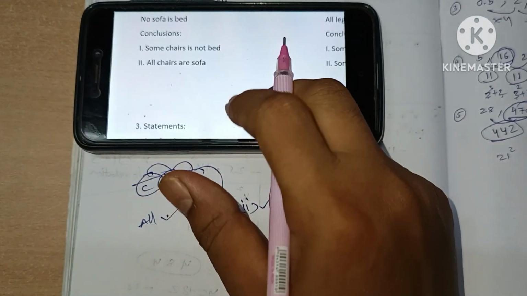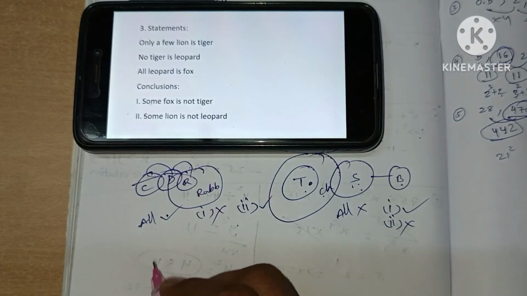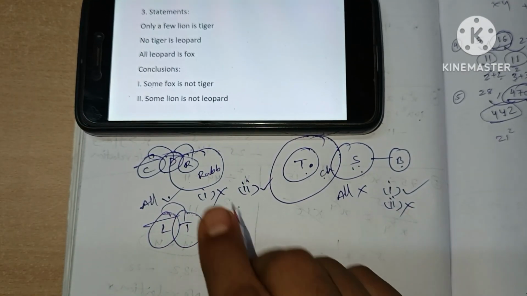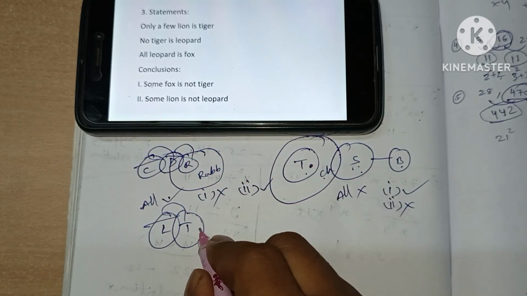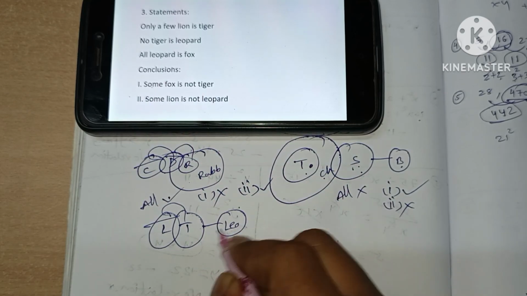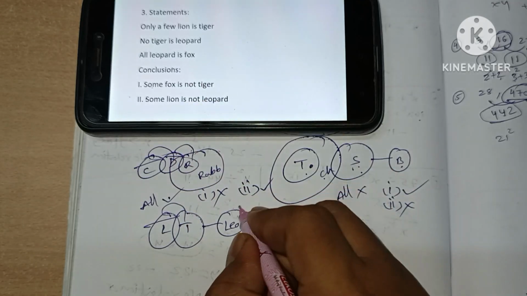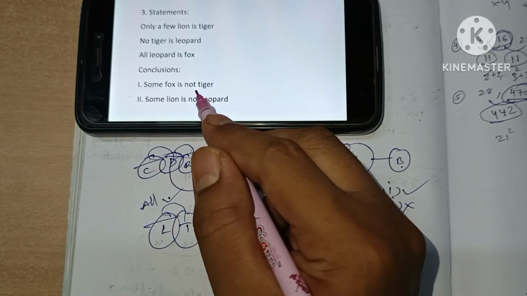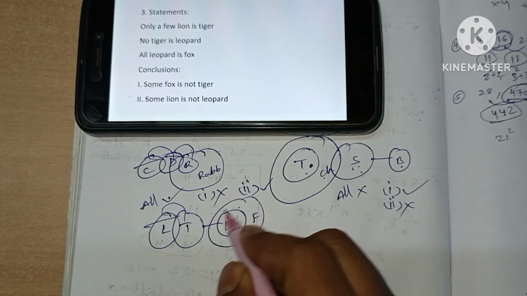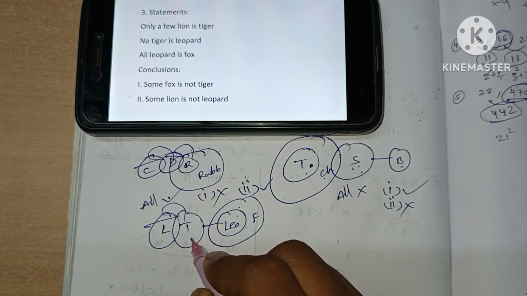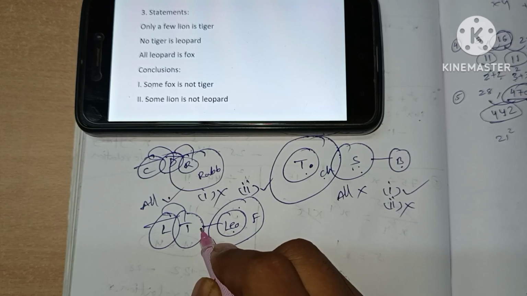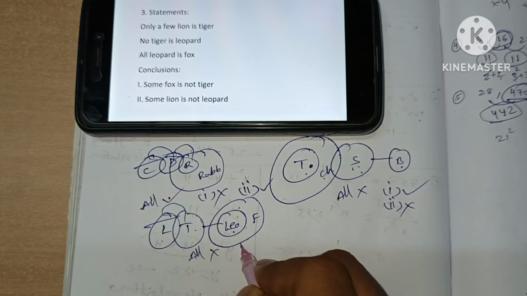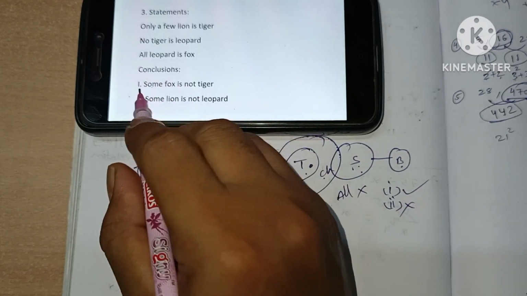Let's see the third question. Only a few lion is tiger. No tiger is a leopard. All leopard is fox. Let's see conclusion. Some fox is not tiger. We check all fox can be inside tiger. No, it is not possible because of no relation between tiger and leopard. So the all case fails. Means the first conclusion will be true. The some not case will be true.